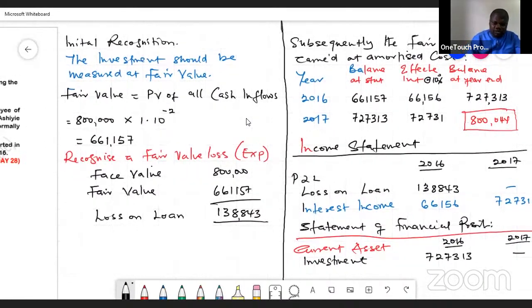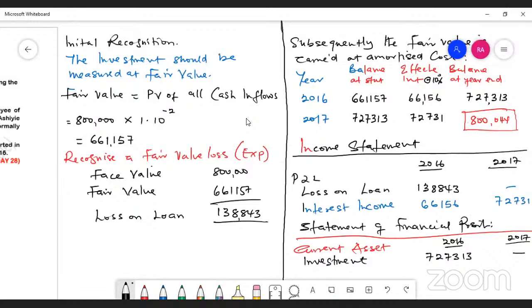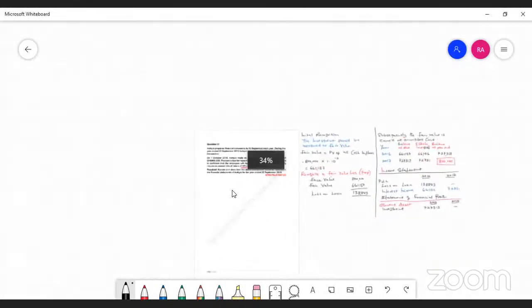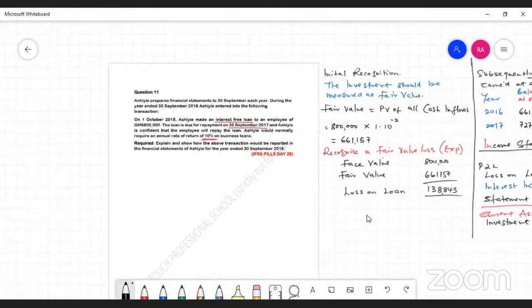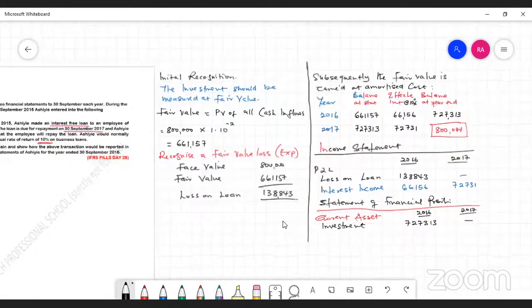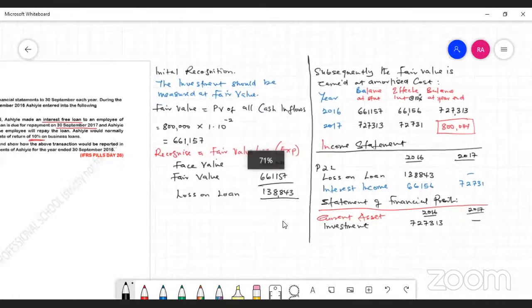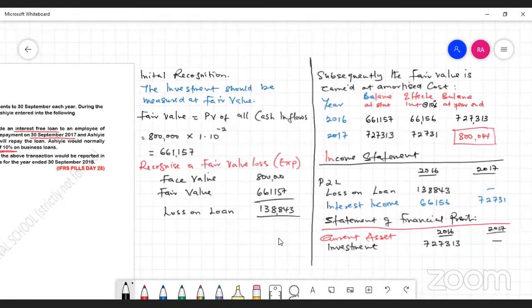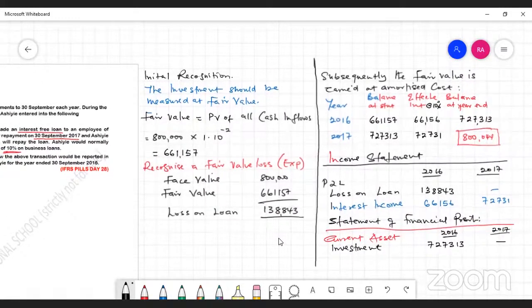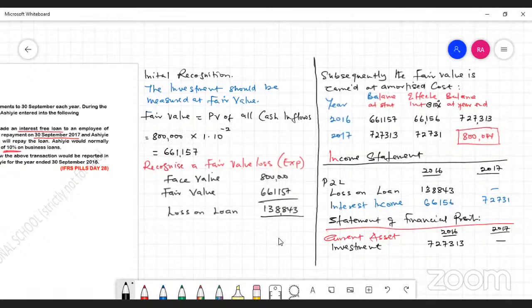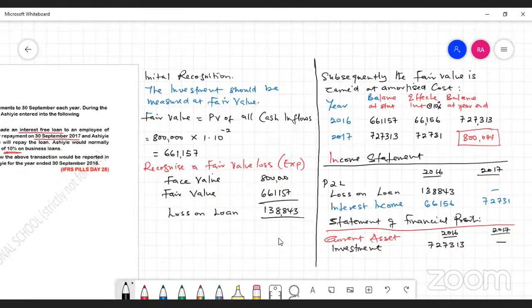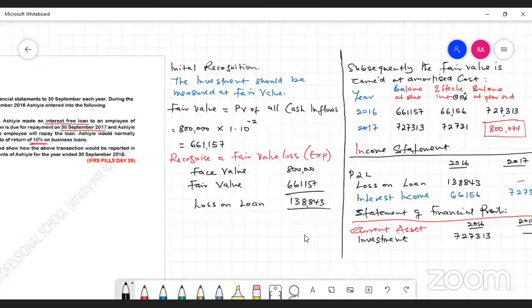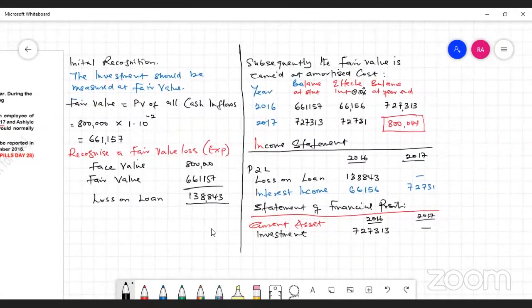So those who want to take a shot, you can do that. If you are answering the question, this question is for just 2016. So when you're amortizing, you stop at 2016. You don't do the rest. Yes, because 2017 is not part of the question.